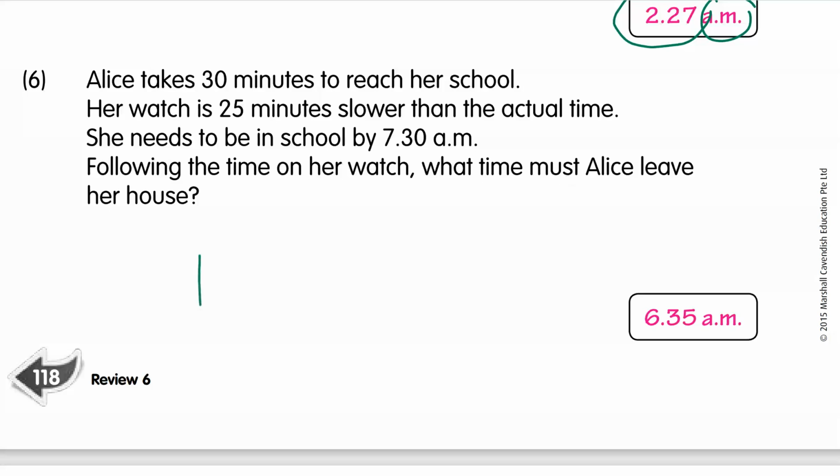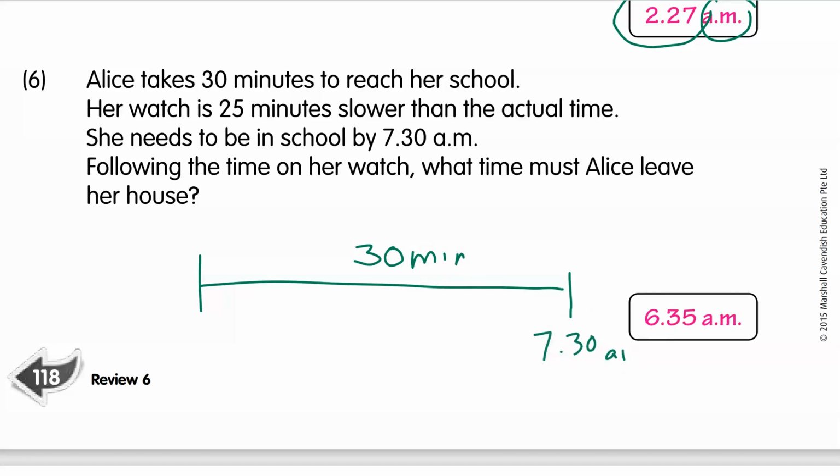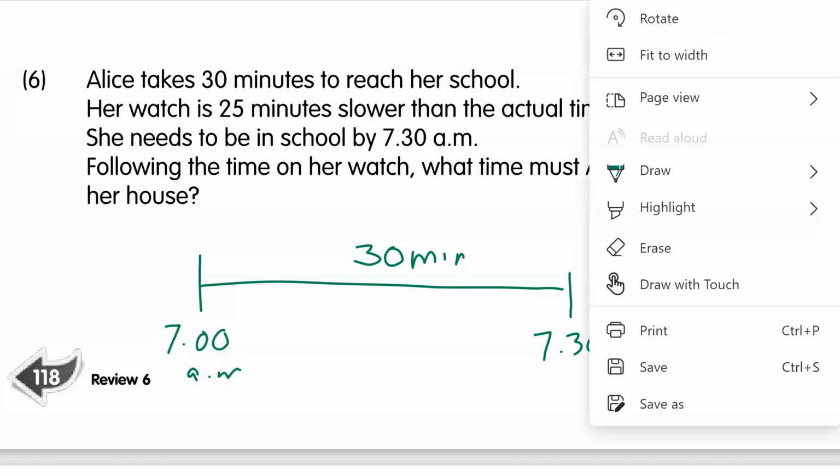So 30 minutes to school. This is 30 minutes to school, huh? 30 minutes going to school. Right? She needs to be at school 7:30 a.m. Now, assuming that her watch is not slow, this means that she must leave her house by the actual time, 7 a.m. Hope you understand that.